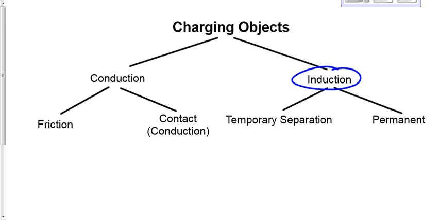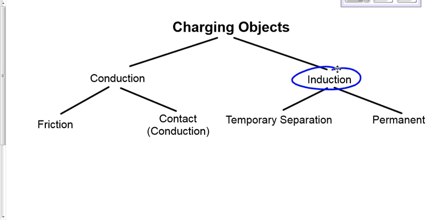Now, we put a little asterisk beside that because within induction, sometimes there actually is a charge transfer taking place, but not, and this is the important part, not between the object doing the charging and the object getting charged. Okay, and I'll explain that a little bit closer when I draw the diagram for that.